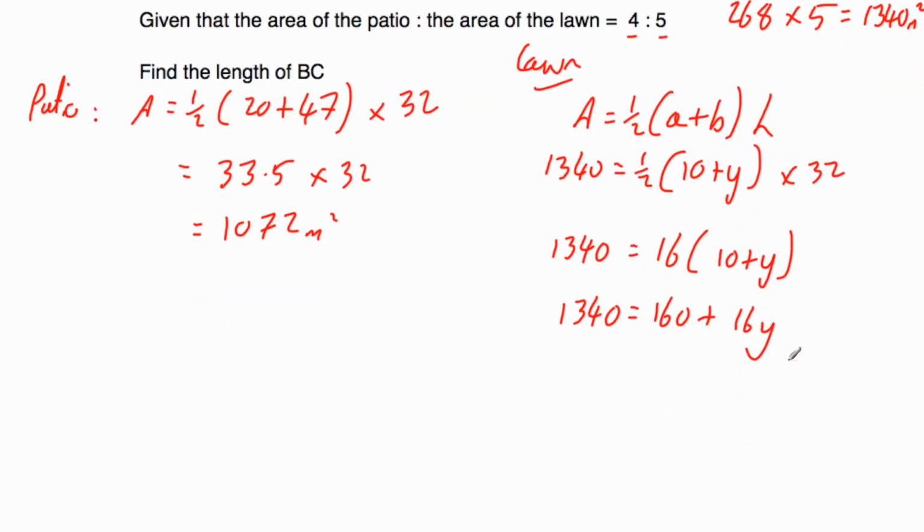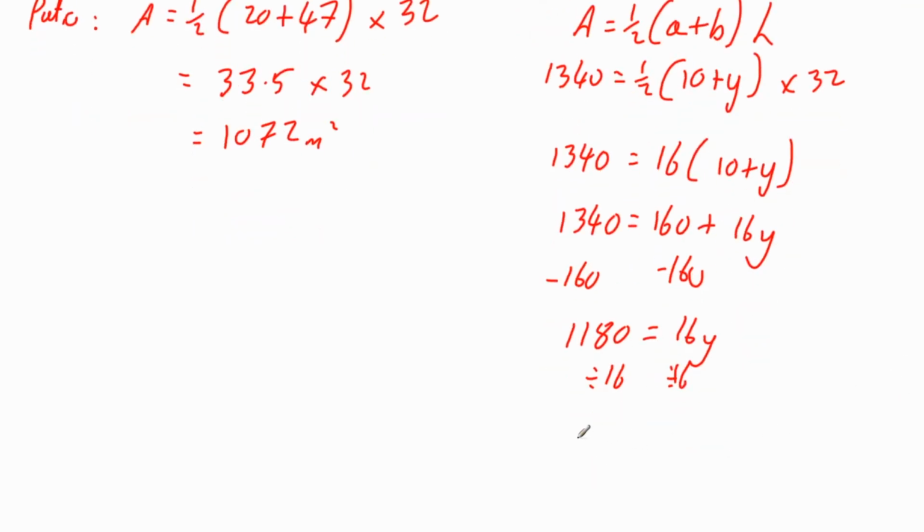Now we would just want to solve this equation, so we want to get the y on its own. So let's get rid of the 160 by taking away 160 from both sides of our equation. So 1,340 take away 160 is equal to 1,180. That's equal to, now on the right hand side of the equation, we took away the 160 to get rid of the 160, so we're just left with 16y. And then if we just divide both sides of the equation by 16, we'll find y. So divide by 16 and divide by 16. So 1,180 divided by 16 is equal to 73.75, and that's equal to y.